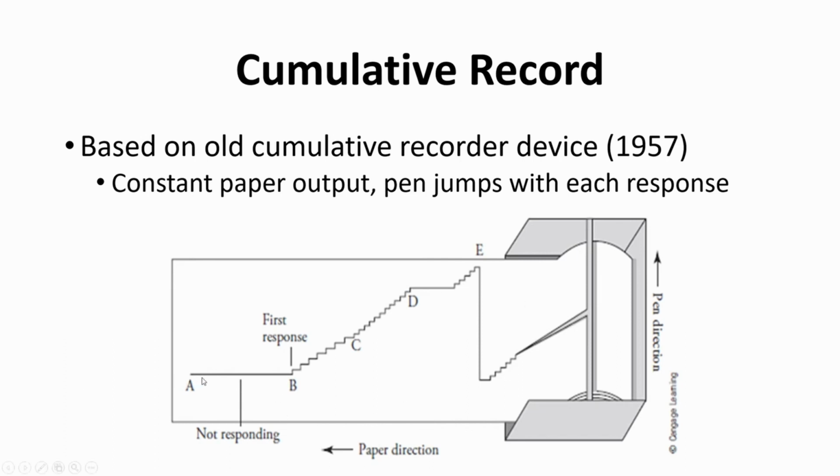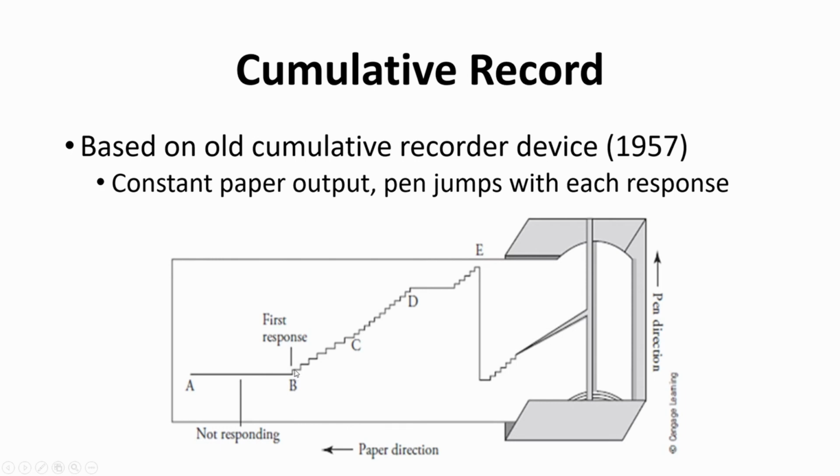But after this amount of time has passed, they make their first response. So we see a hop upward. That vertical jump would come from the pen moving up because the lever was pressed once. Then more time passes, and then the rat presses the lever again. So a second jump, and then a third jump, and a fourth jump.